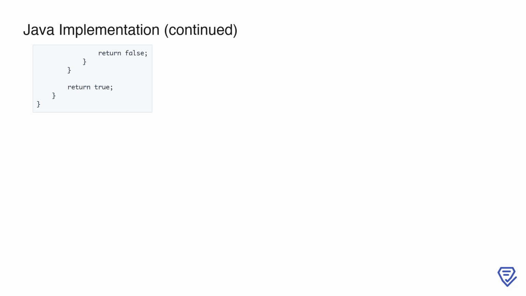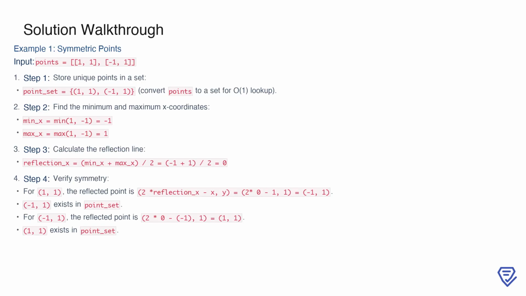This implementation is efficient because we use the set for constant time lookups, and we calculate the reflection line only once, ensuring that the solution works well even for larger input sizes. To determine whether the given points are symmetric about a vertical line, we start by storing all the unique points in a set.